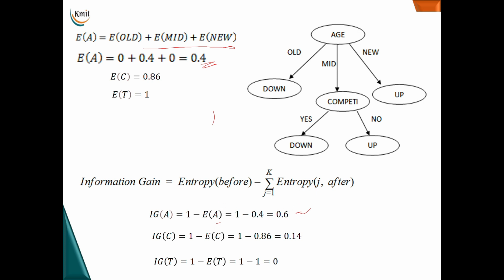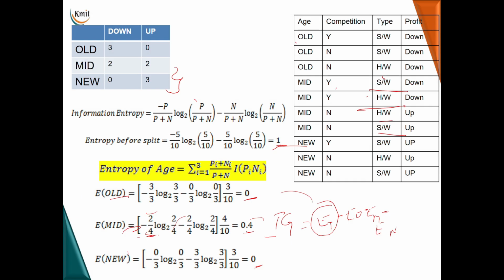Now, let's see how we are going to do it next. I have done it for what? My competition and my type also. See, E of C is nothing but the competition. Done. And E of T is nothing but my type. The same thing how I have done for age. Here, what am I going to do when I'm talking about competition? I will be taking what?